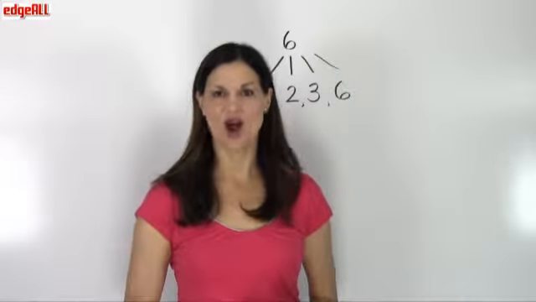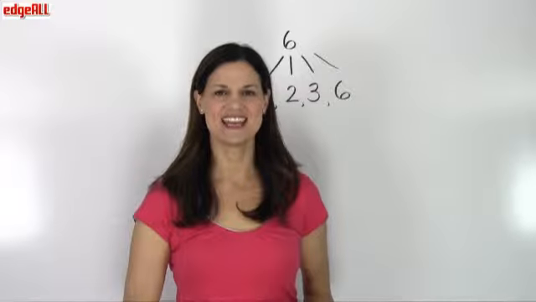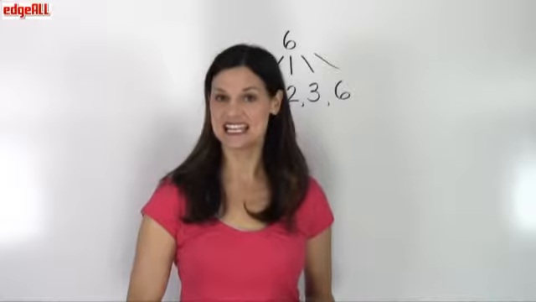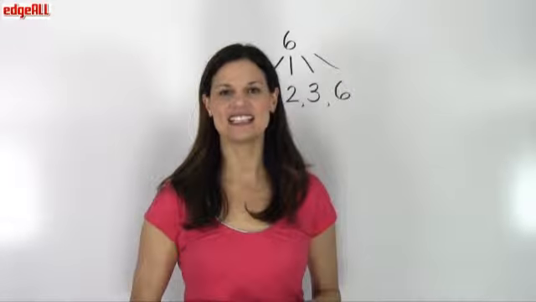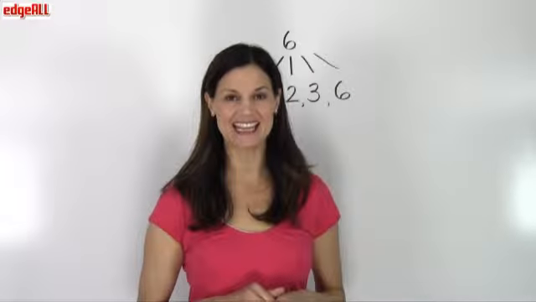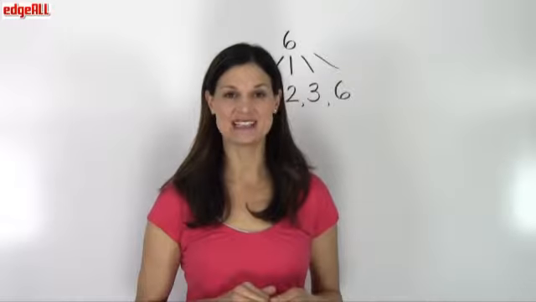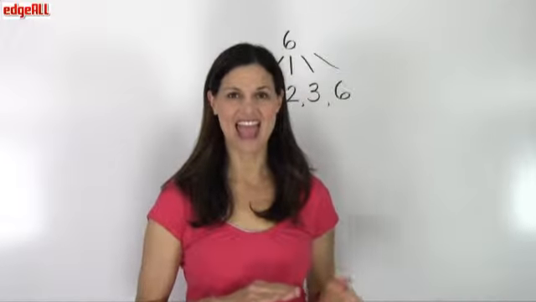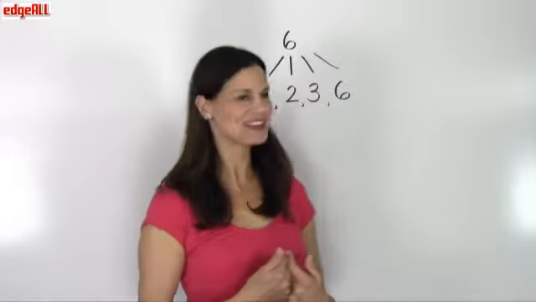Composite numbers are whole numbers with more than two factors. This means that in addition to 1 and itself, there exists at least one more number that will divide it evenly. So a composite number has factors of 1 and itself and at least one more factor.